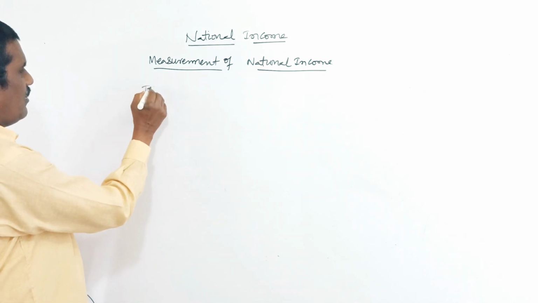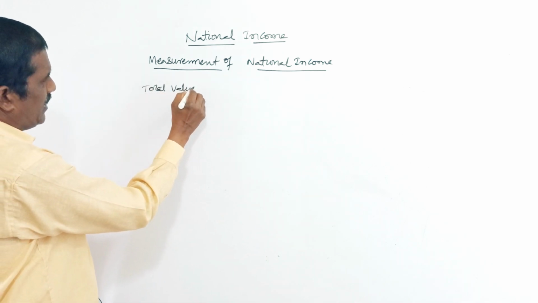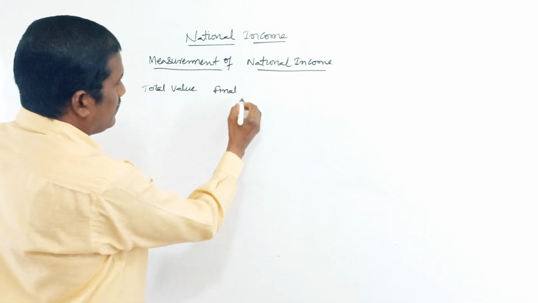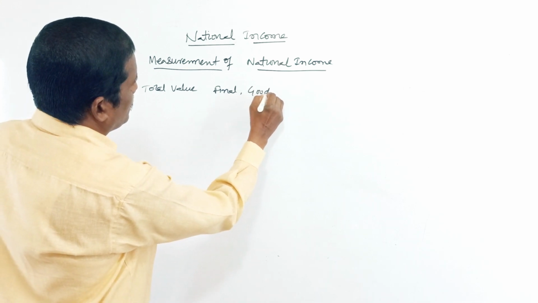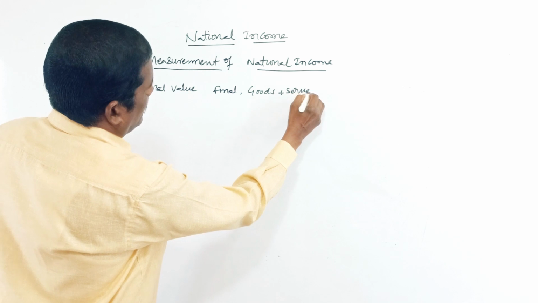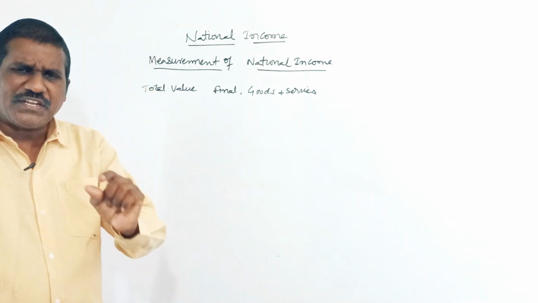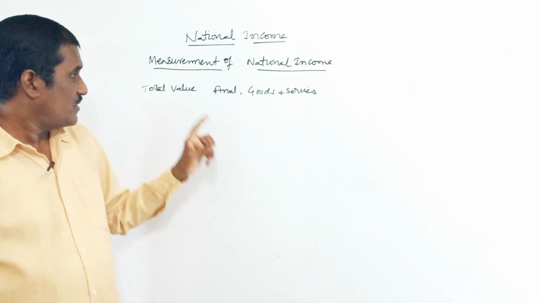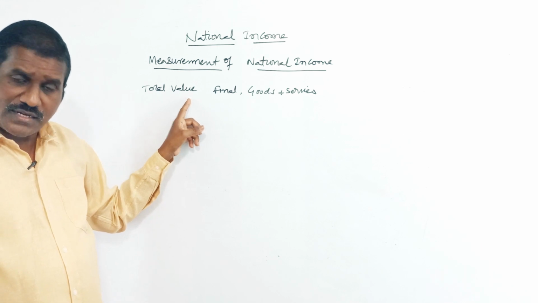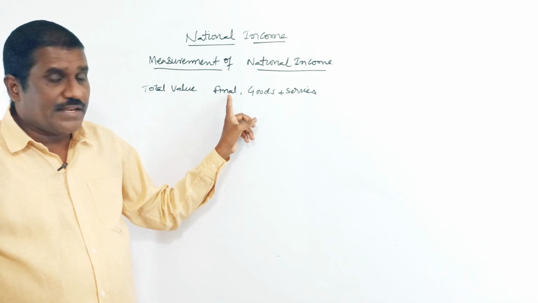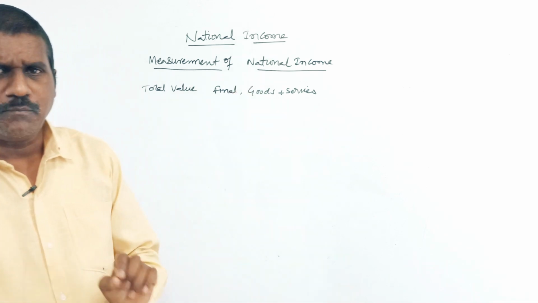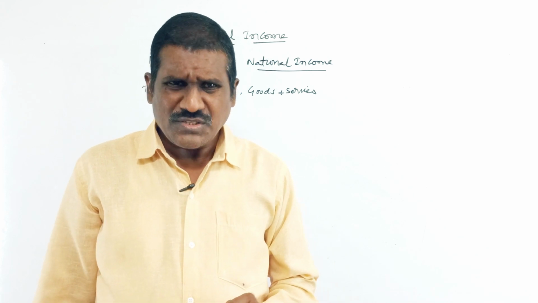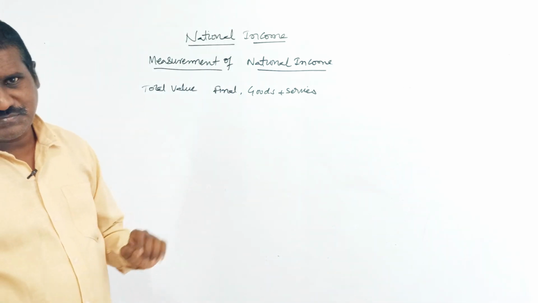Simply, the total value of all final goods value plus services value during a particular year is called the national income. Once again, the total or aggregate value of all final goods and services during a particular year is called the national income. So, this is the definition of the national income.